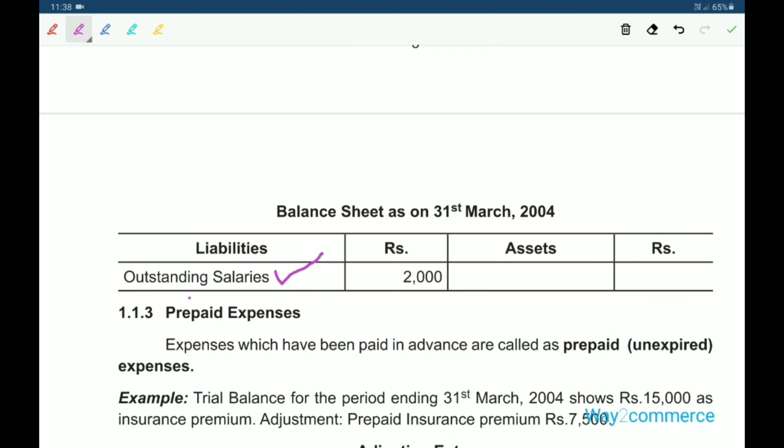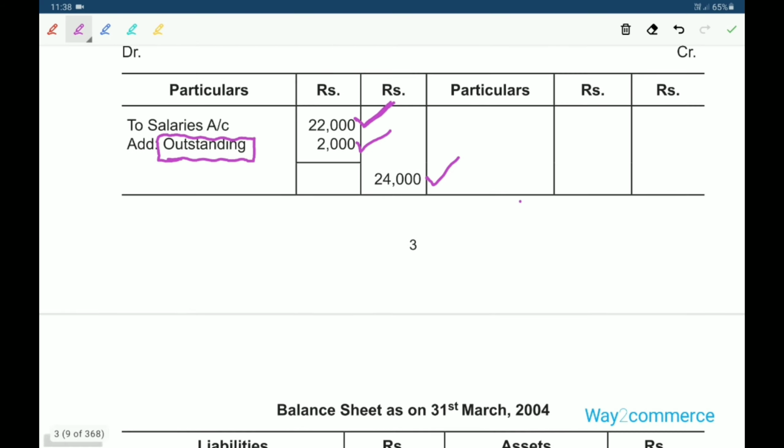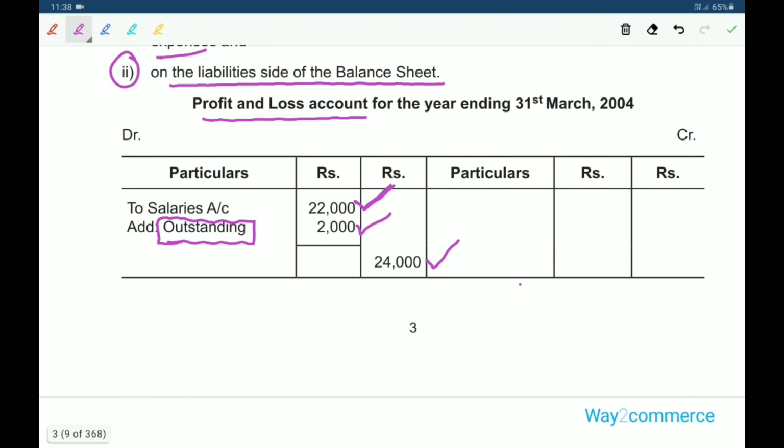I hope you understand. If you don't understand, you must follow the basic principles of accounting. If you follow the basic principles and rules, it is a very easy concept.